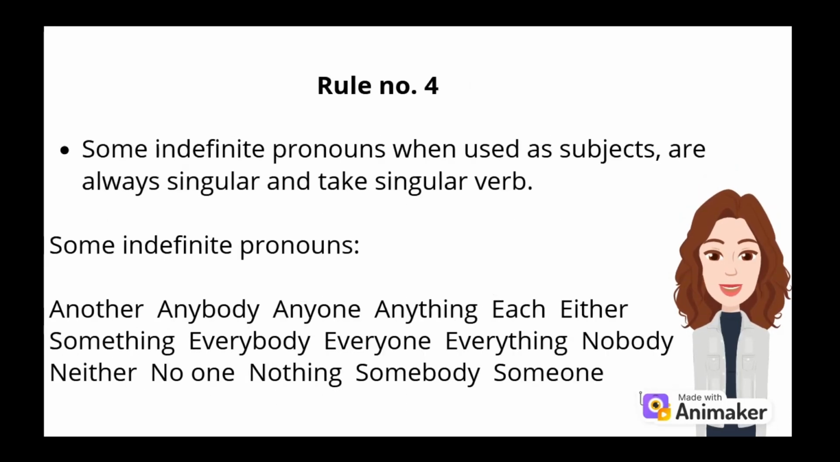Let's look at the fourth rule. It says some indefinite pronouns when used as subjects are always singular and take a singular verb. Here, some indefinite pronouns are: another, anybody, anyone, anything, each, either, something, everybody, everyone, everything, nobody, neither, no one, nothing, somebody, someone, and many more.